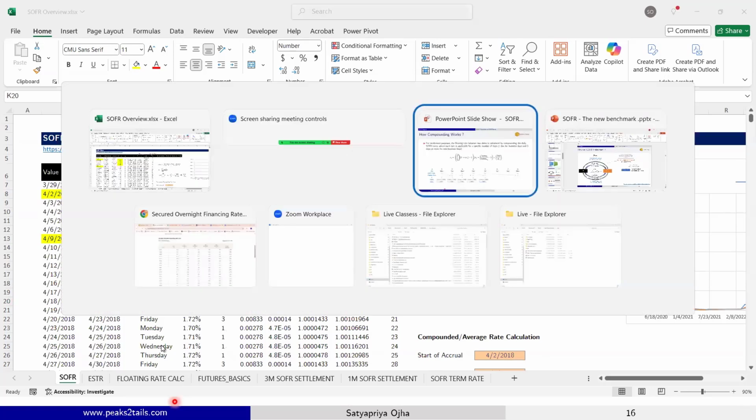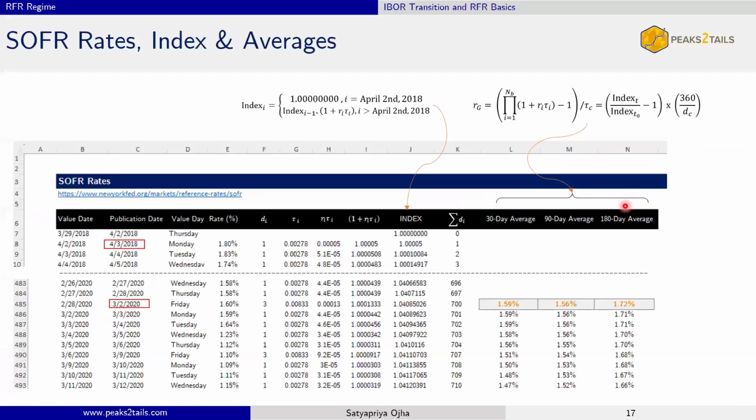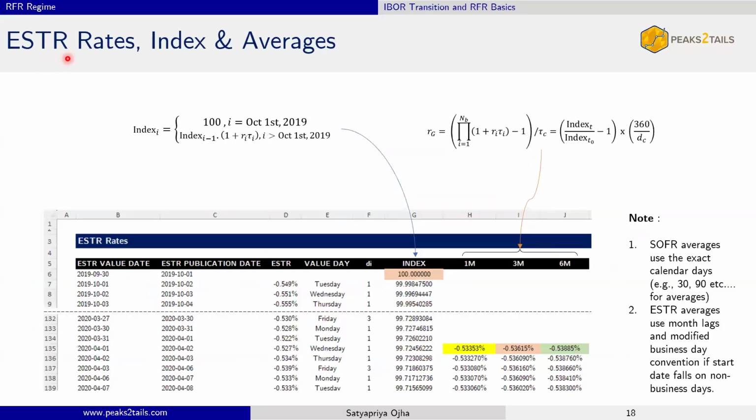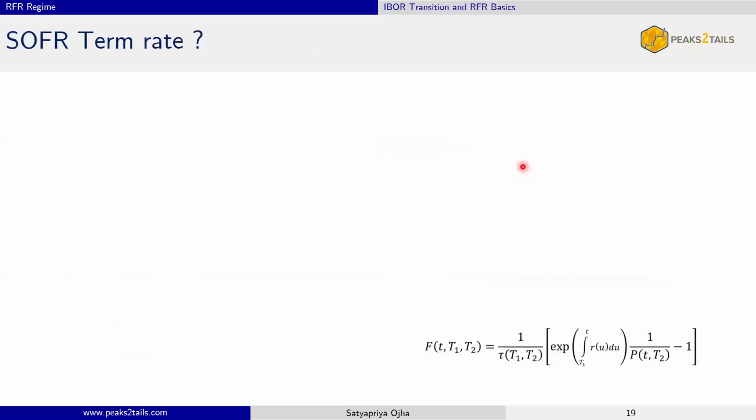If not, let's go back. So this is something that we just discussed. We talked about SOFR rates. You know about compounding, geometric mean, arithmetic mean, and how to calculate moving averages. All right. Similar for ESTR, right? ESTR is the risk-free rate for the Euro. The ECB also publishes the daily ESTR rates. They also publish the moving averages. So you can take a look at that.